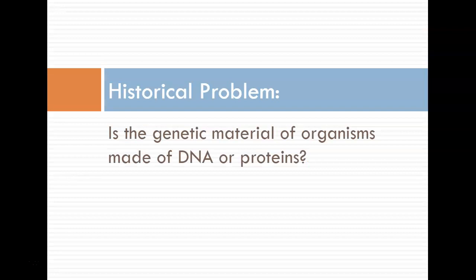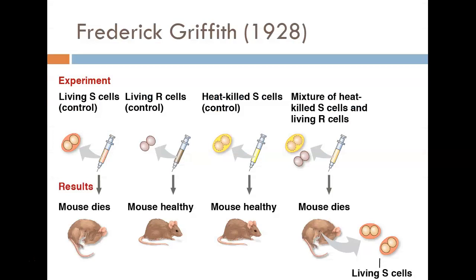Okay, so the first original problem that we historically had was, what is the genetic material? So is it made of DNA, or is it made of proteins, or something else? There was a point when we did not know the answer to this. So way back, almost 100 years ago, Frederick Griffith developed an experiment. So he took mice and he infected them essentially with bacteria, or a virus.